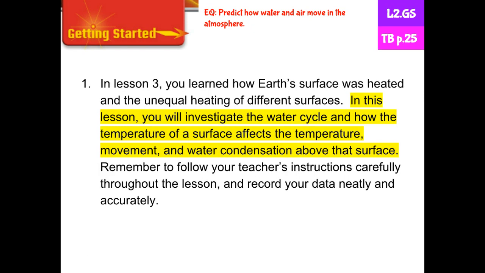In lesson 3, we're going to be learning about how Earth's surface was heated. And now we're going to be talking about how that unequal heating might cause different things like the water cycle, how surface temperatures affect the temperature, movement, and water condensation of the air above that surface. So we're talking about how the air above different types of surfaces is affected by that change in temperature.